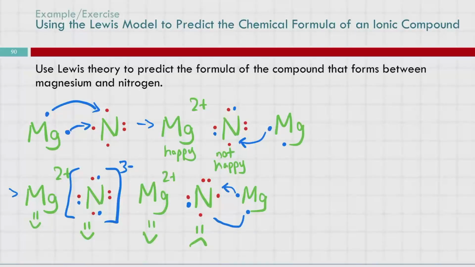And this magnesium would love nothing more than to just give away those 2 electrons to form a nice, stable, solid ionic compound. And that would look like this. And now the nitrogen is happy. The third magnesium is also happy.